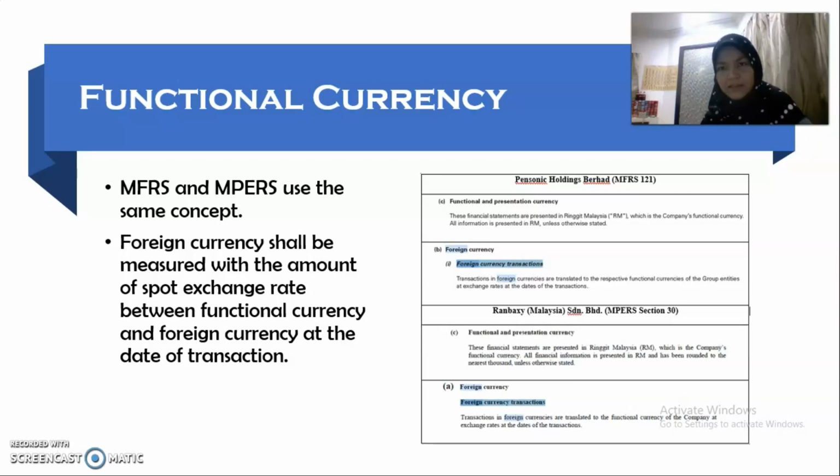We have chosen two companies for this assignment, which are Panasonic Holdings Berhad that uses MFRS 121 and Ramback Simulation Sendirian Berhad that uses MPERS Section 30. It is stated in their annual report that both companies use the same functional currency, which is the Ringgit Malaysia. Any foreign currency shall be measured with the spot exchange rate between the functional currency and the foreign currency at the date of transaction. So any item that they bought needs to be translated to the functional currency, which is the Ringgit Malaysia.